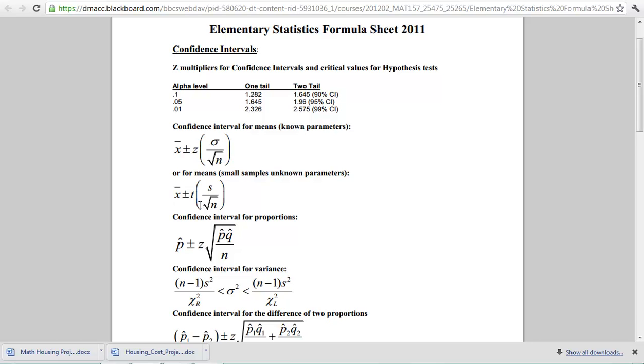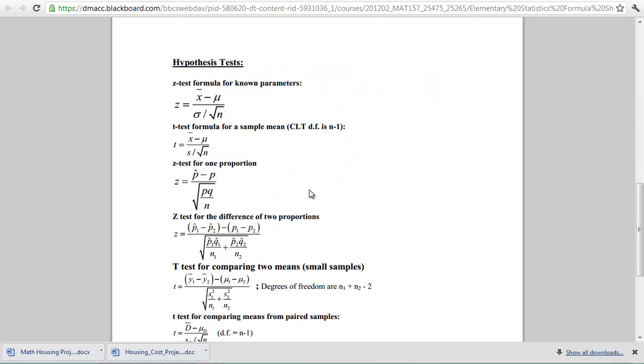But if you don't know those things, you're going to use t, and S, the sample standard deviation. And then for hypothesis testing, we're going to use the t calculation here. It's almost identical to what we did even when we were doing central limit theorem. Again, if we have unknown parameters, we can still use the t distribution.